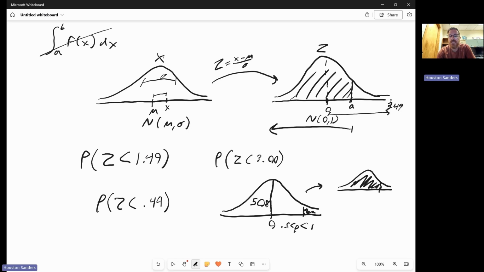And the way you would do something like this is you would take the entire distribution, which is equal to 1. You would subtract off everything to the left of that value, and you'll be left with just what's on the right of that value. And that's really it. There's really not a lot to use in this table.